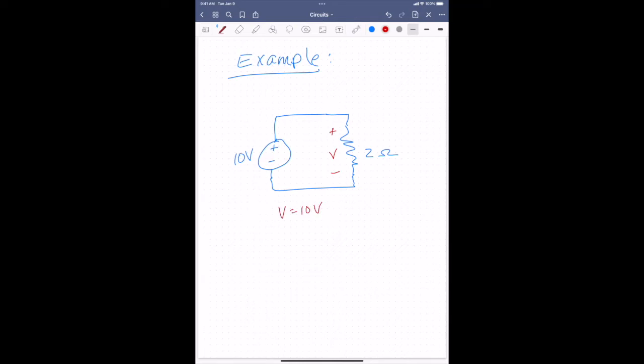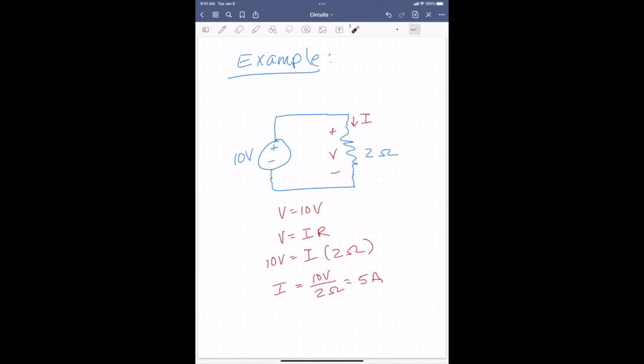Suppose we want to know the current going through that resistor. To find the current going through the resistor, we use Ohm's Law, which tells us V is equal to I times R. We know that voltage is 10 volts. We know the resistance is 2 ohms. And so that tells us that the current is going to be 10 volts divided by 2 ohms, which is equal to 5 amps. Volts divided by ohms is equal to amps.